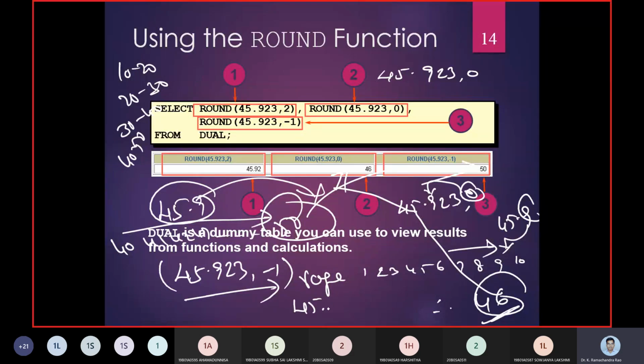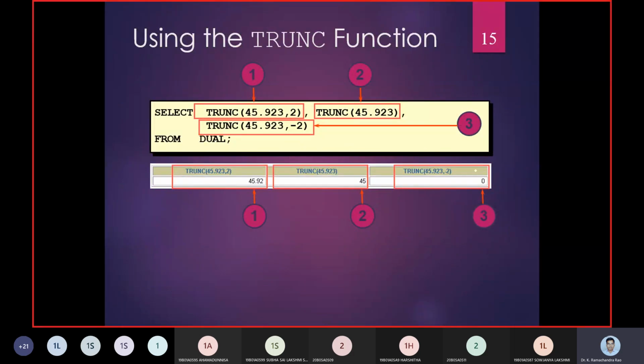So 45.9 is nearer to 50. That is the reason why we are going to get this as 50 here. So that is all regarding the round. And when we call trunc, trunc is going to pull it towards the left side, 45.923.